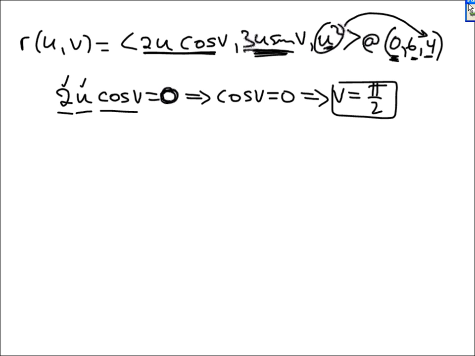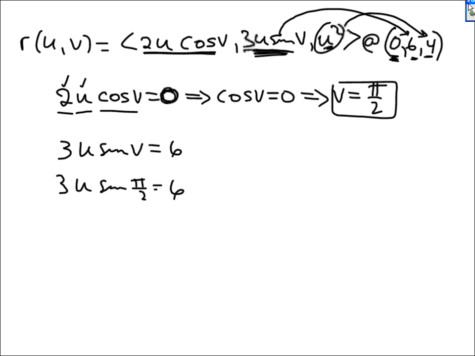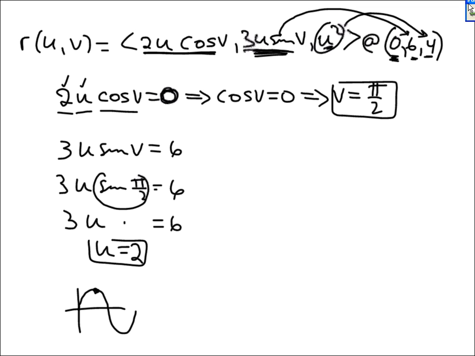So now we know what v is. So maybe we can find out what u is, if it's positive or negative 2. Well, we know 3u sine v must be 6. But we know what v is. So 3u sine pi over 2 must be 6. The sine of pi over 2 is 1. So now we know 3u times 1 is 3u, which equals 6. So now we know that u is exactly 2. So this becomes u, which is 2, v, which is pi over 2.